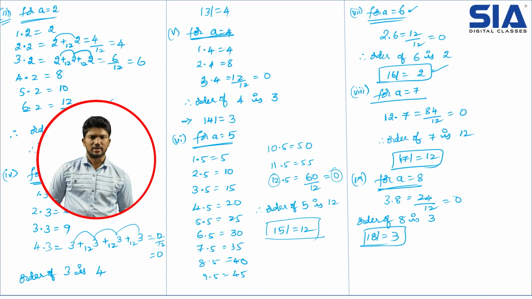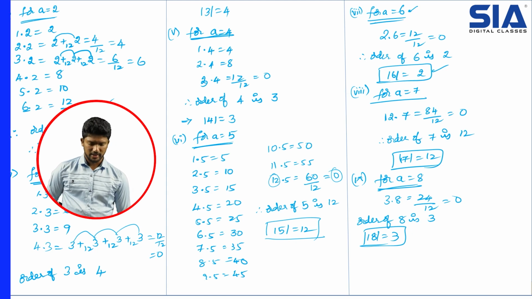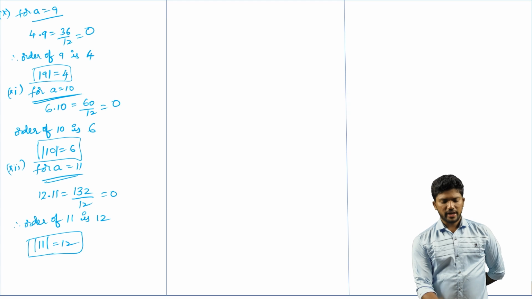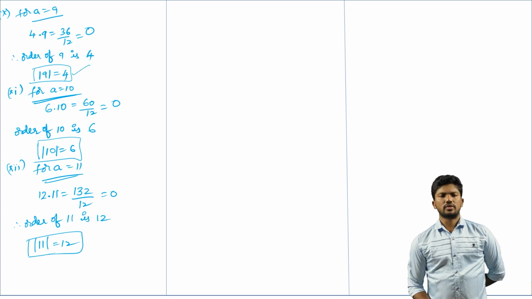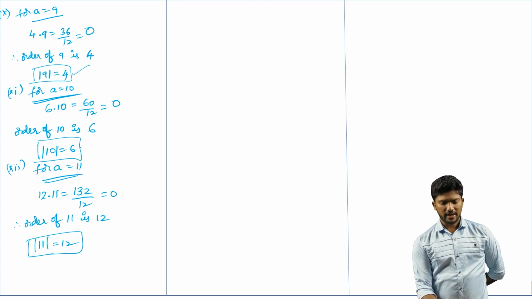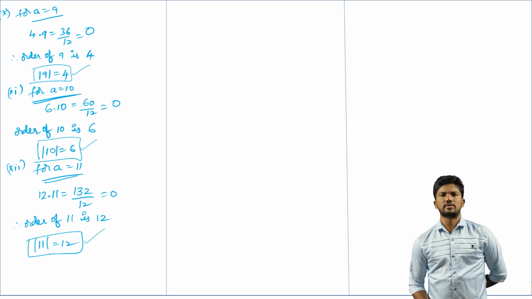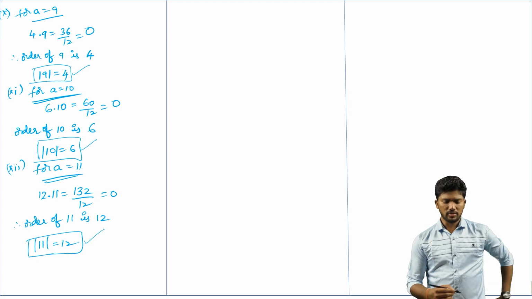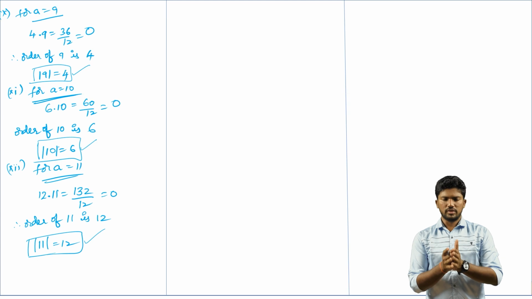Okay, next number, a is equal to 8. Order of 8: 3 into 8 is equal to 24, 24 by 12 is equal to 0. Therefore order of 8 is equal to 3. Now for a is equal to 9, order of 9 is equal to 4. And for a is equal to 10, order of 10 is equal to 6. And for a is equal to 11, order of 11 is equal to 12. Okay, so now we find the order of all the elements in Z12.